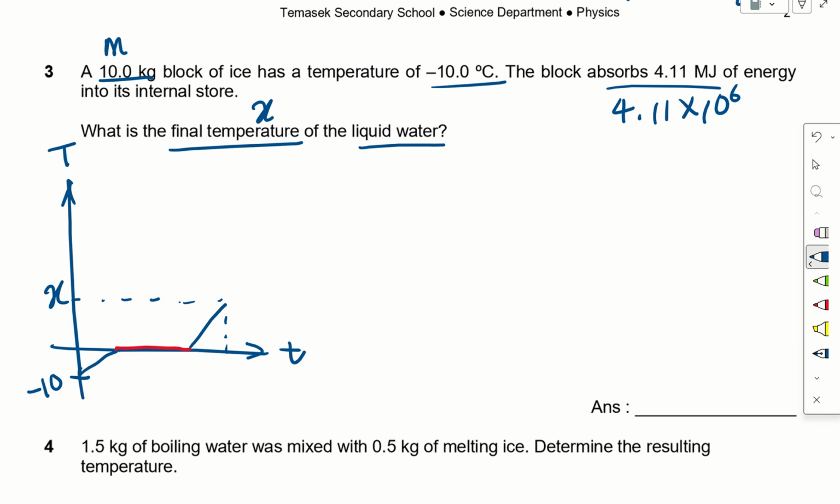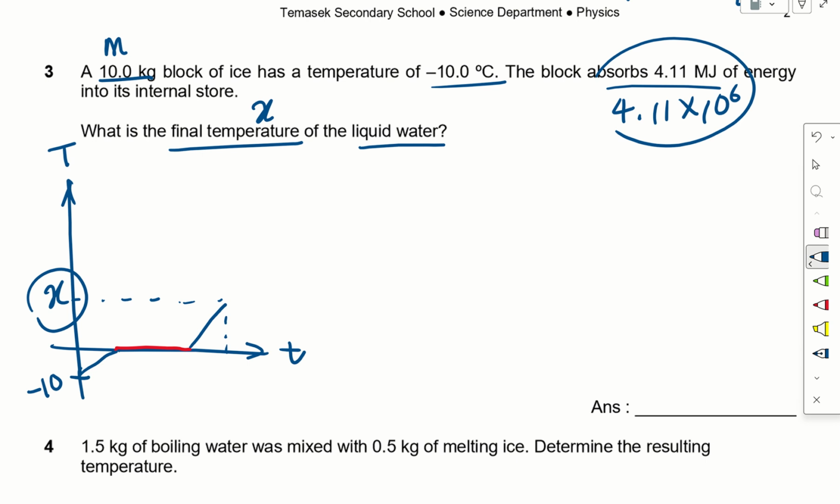Okay, so now I need to determine the final temperature. If I provide more energy, then the temperature will be higher than X. If I provide less energy, it will be less than X. So there will be this temperature of the liquid water called X when I just supply 4.11 megajoules.